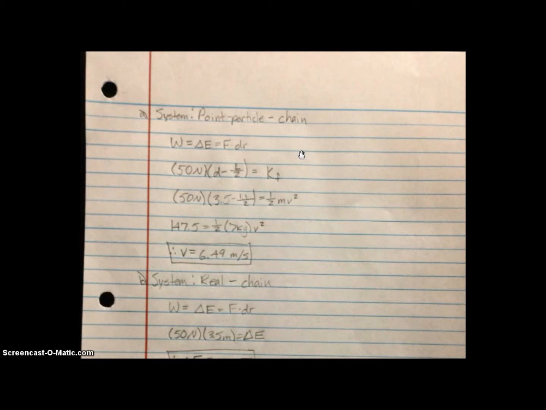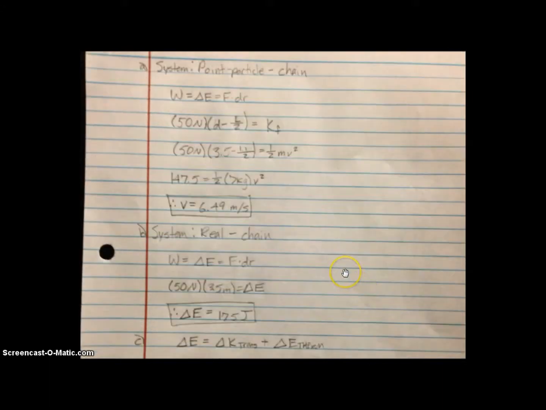So the center of mass only moved the distance d minus half the length because it's in the middle of the chain. And you just work it out, you multiply, break down kinetic energy, and then you find your final velocity here. Next, we want to find the total change in energy of the system.